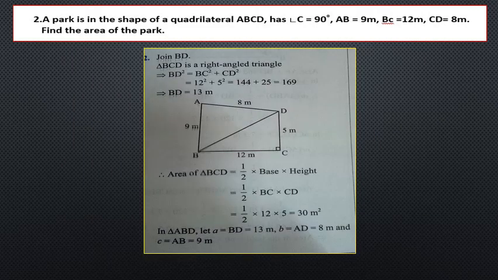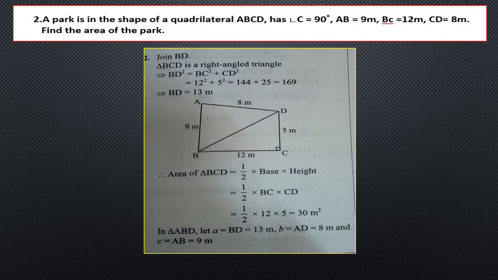Question number 2. A park is in the shape of a quadrilateral ABCD, has angle C is 90 degree, AB is 9 meter, BC is equal to 12 meter, CD is 8 meter. We need to find the area of the park.